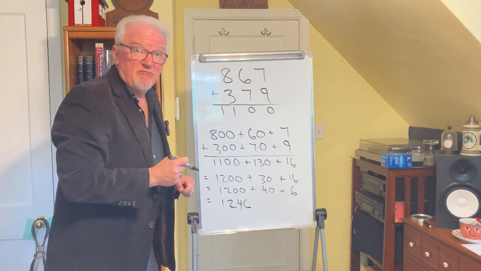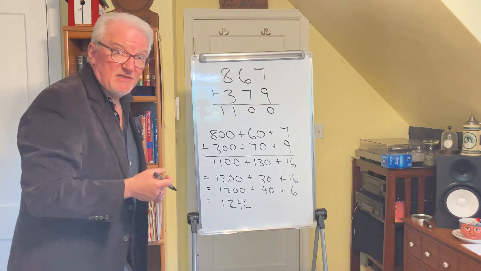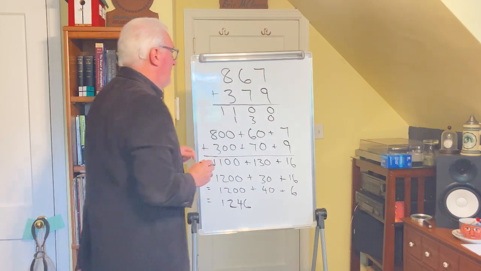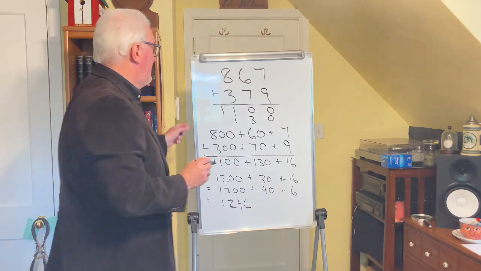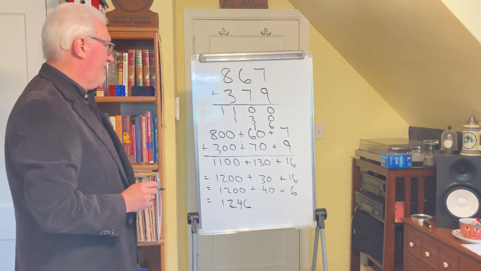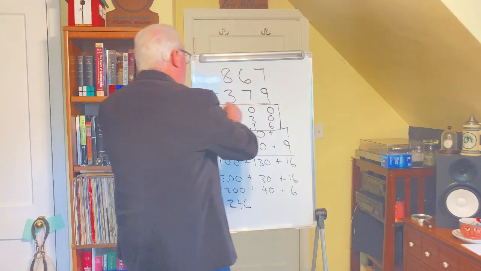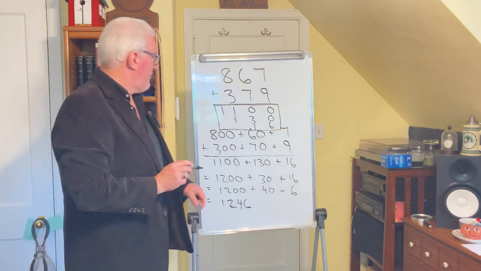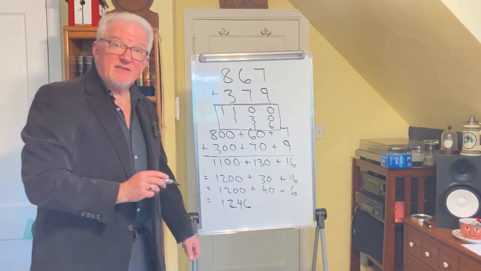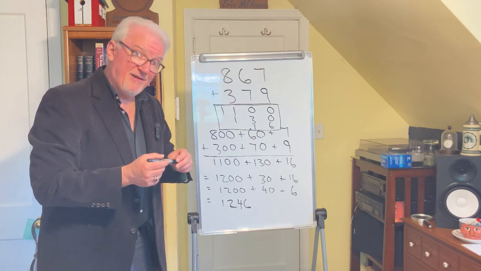Then we'll add the 60 and the 70. Well, 60 and 70 is 130. And then we'll add the 7 and the 9, 16. And I think you'll see that if we add those three numbers together, what we're going to get is 1,246. 1,246 is exactly the answer we got before.